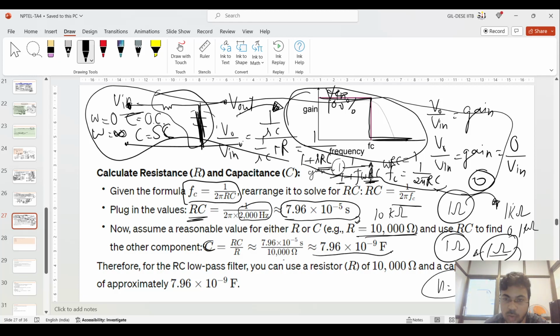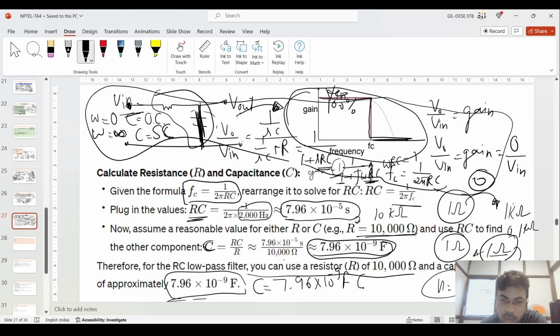So from that value, if you are taking the 10 kilohertz system, then the capacitor will be calculated from here. It should come out to be 7.96 into 10 power minus 9 farad. So the designing criteria is this: R is 10 kilohertz and this C is also 7.96 into 10 power minus 9 farad. One more point to consider here, that if you go in the market, you cannot find that 7.96 into 10 power minus 9 farad capacitor.